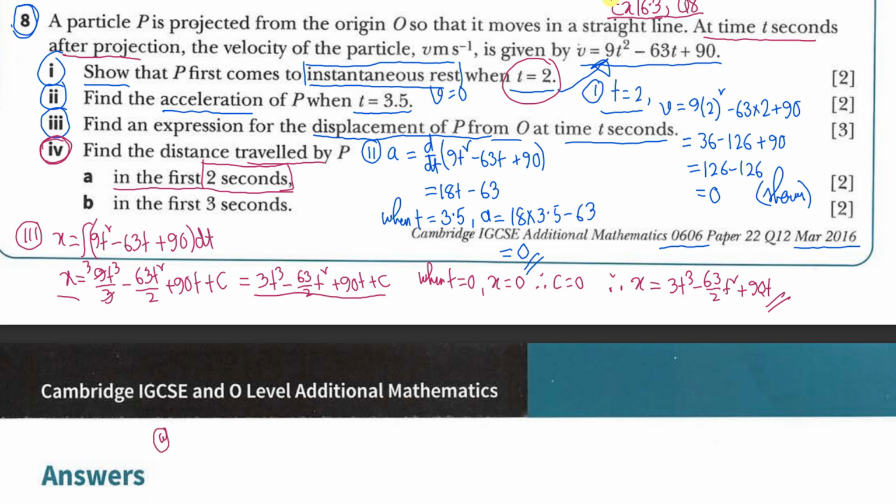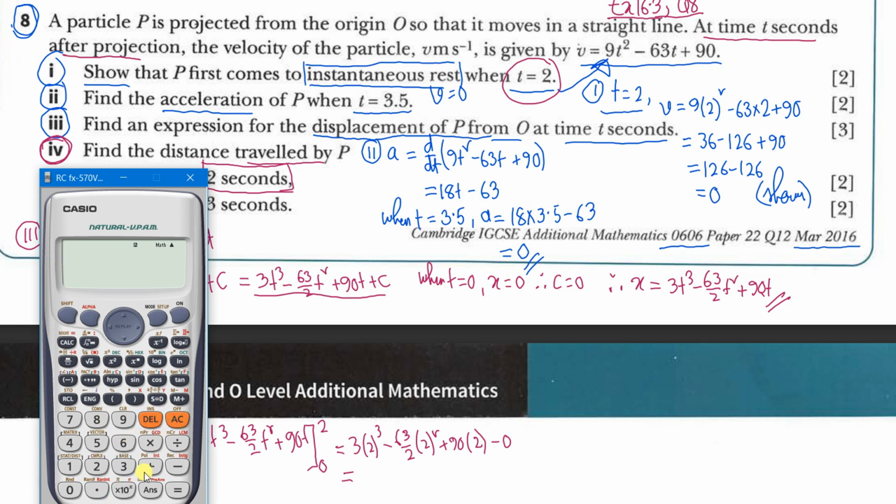For displacement, because we already have done our integration, which is 3t cubed minus 63 by 2 t squared, plus 90t, we are going to put the limit from 2 to 0. So let's put the value: 3 times 2 cubed minus 63 by 2 times 2 squared plus 90 into 2. And if we put 0 also, minus 0 we can write. So let's see what value comes out. We can use the calculator again to do that.